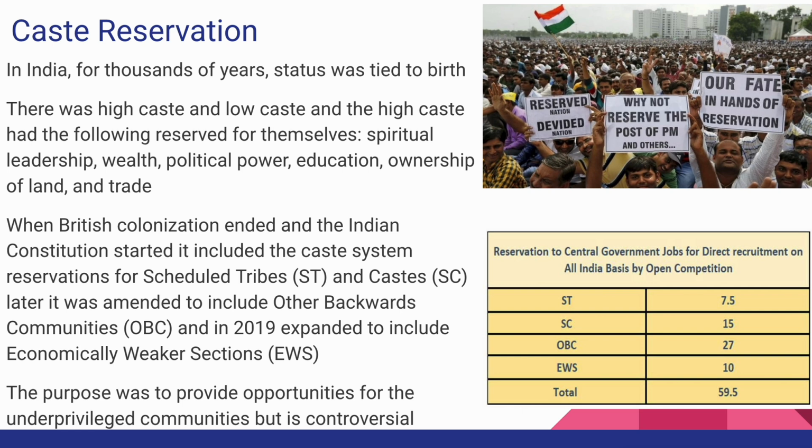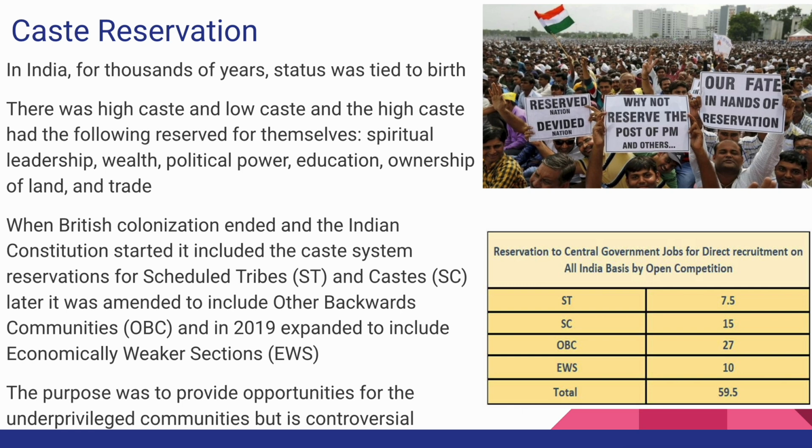So there was high caste and low caste, and the high caste had the following reserved for themselves: spiritual leadership, wealth, political power, education, ownership of land, and trade. When the British colonization ended and the Indian Constitution started, it included the caste system, reservations for scheduled tribes and caste. Later, it was amended to include other backwards communities, OBC, and in 2019, they expanded to include economically weaker sections. So although caste is illegal, it is still used by the government to label and help people who have historically been prevented from accessing certain jobs and services. So the purpose is to provide opportunities for the underprivileged communities, but it is also controversial as well.